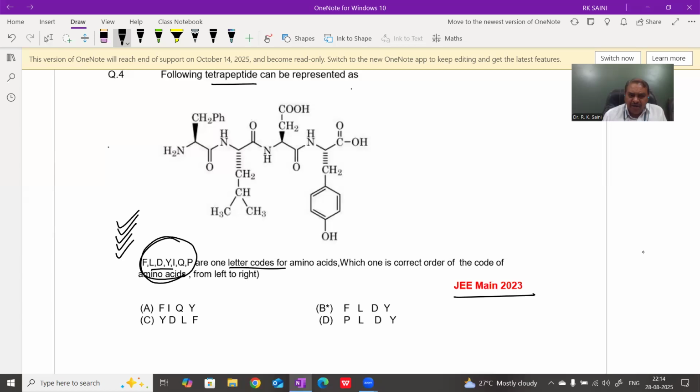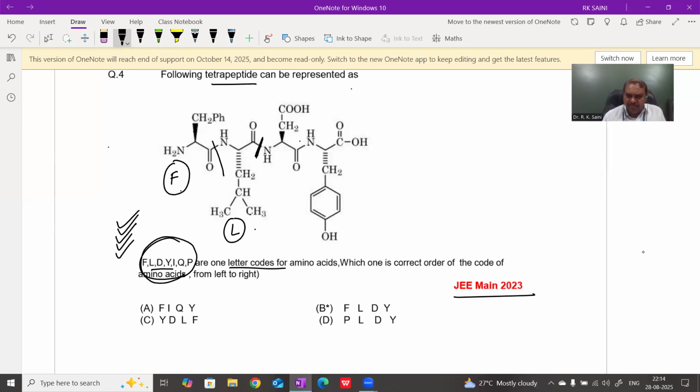For example, when this polypeptide is hydrolyzed, the first amino acid is phenylalanine, denoted by F. During the second hydrolysis, this amino acid contains an isobutyl group, and this is known as leucine, denoted by L. First is phenylalanine, denoted by F. The second amino acid contains an isobutyl group and is known as leucine.